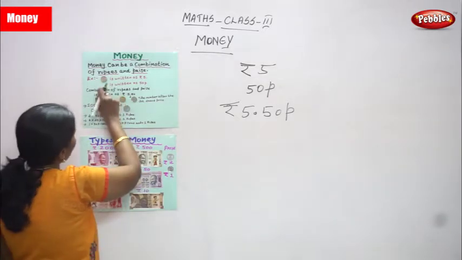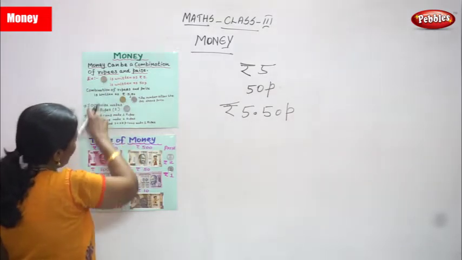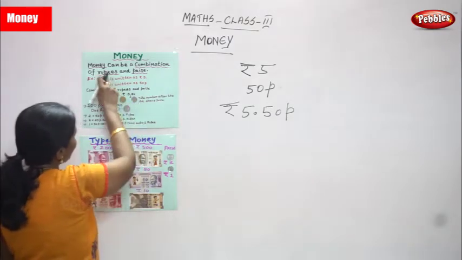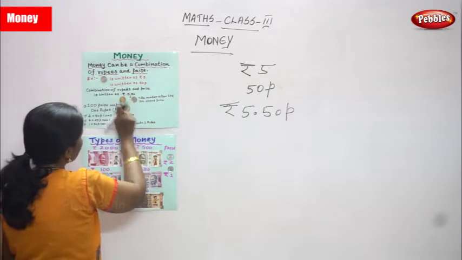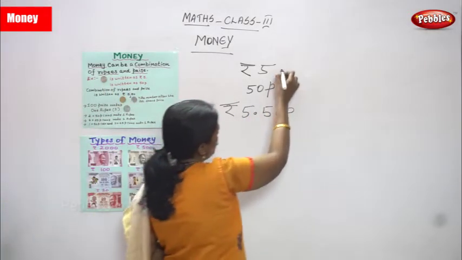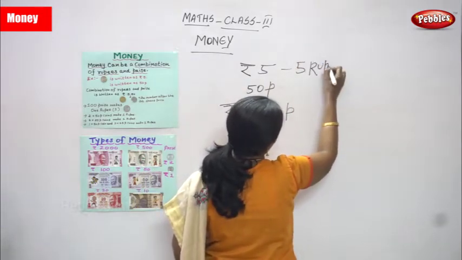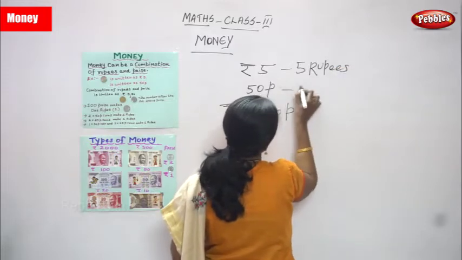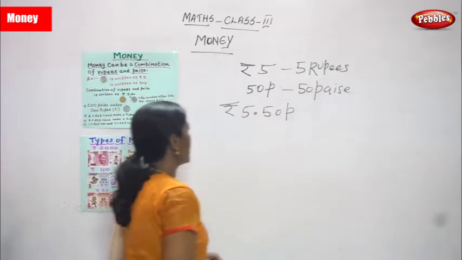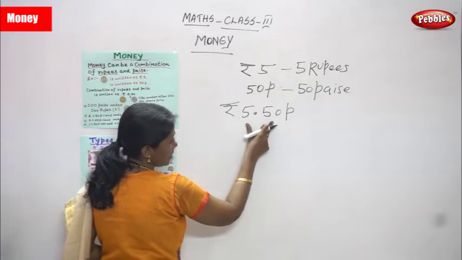So money can be a combination of rupees and paise. For example, I have shown 5 rupees, and also this is 50 paise. Okay, 5 rupees and 50 paise. Money can be a combination of rupees and paise. I've told you, this is 5 rupees. Okay, this is 50 paise. So when you combine rupees and paise together, it is a combination of money.